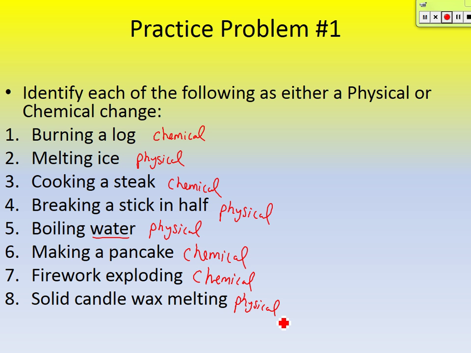Okay, so hopefully that kind of makes sense. The difference between chemical and physical changes. You've learned about this since when? 3rd grade, 4th grade? Chemical, physical changes. Yeah. So, no problem.